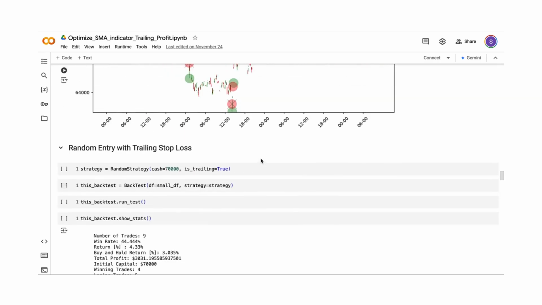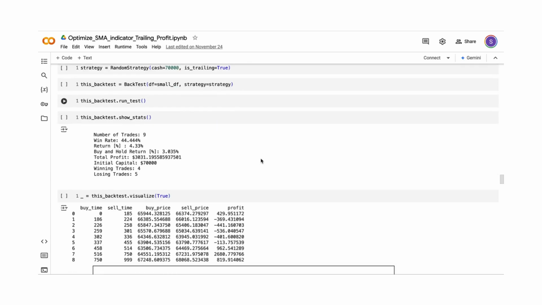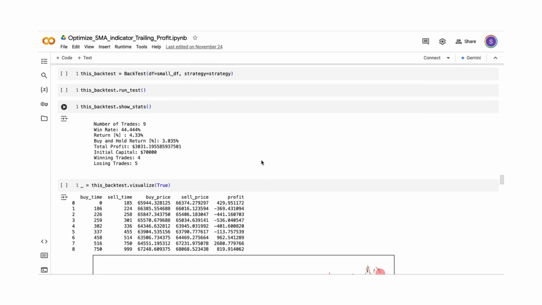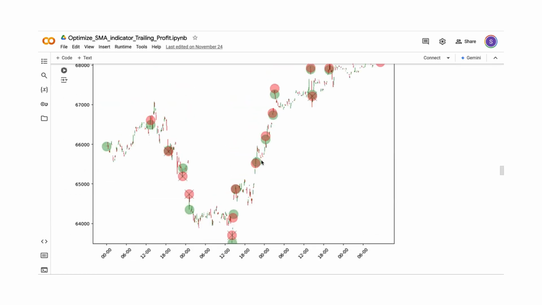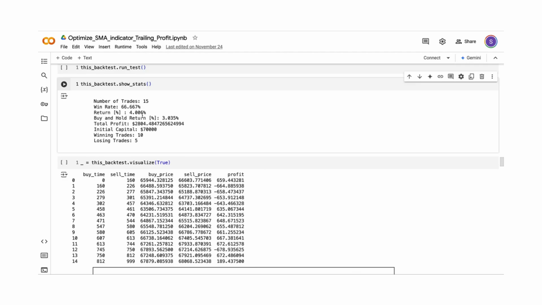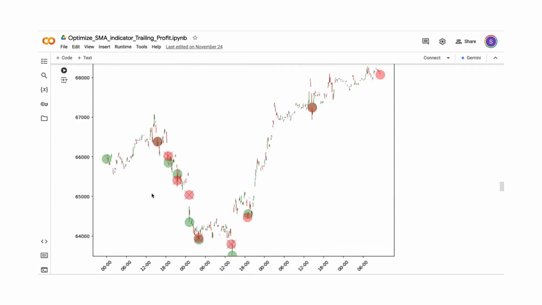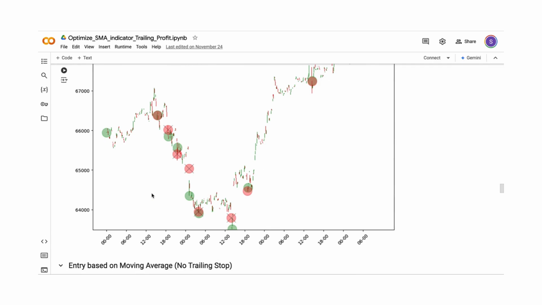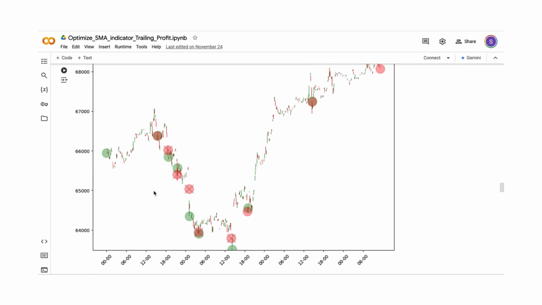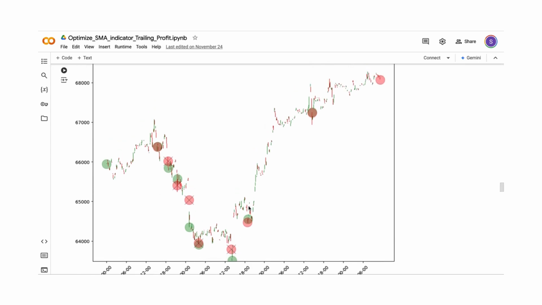If we just take the same strategy and add our secret ingredient, which is the trailing stop loss, what we observe is that we are able to improve our returns a little bit from 4.006% to 4.33%. As you can see, we ended up getting this trade here, and then there was this huge uptrend. We were able to take advantage of this and make a large profit in this trade.